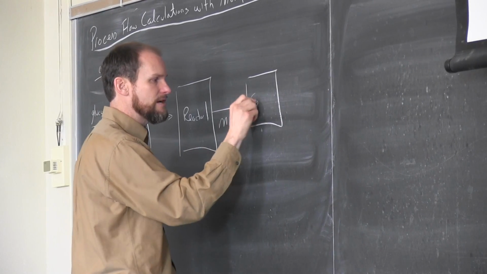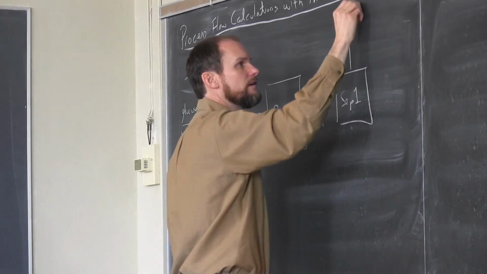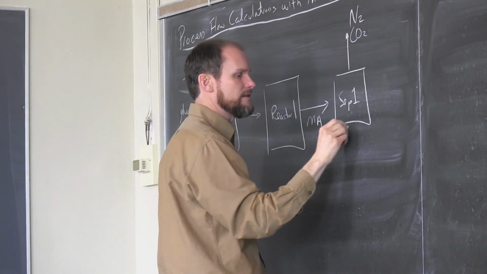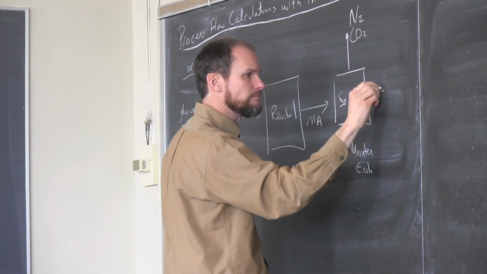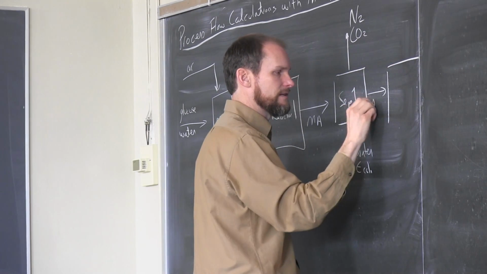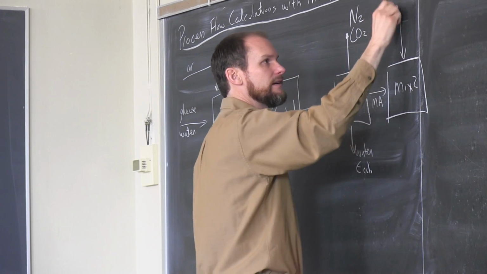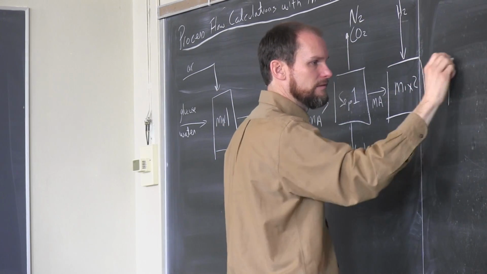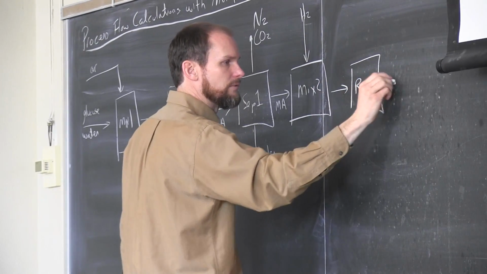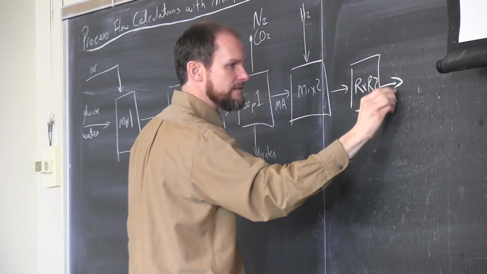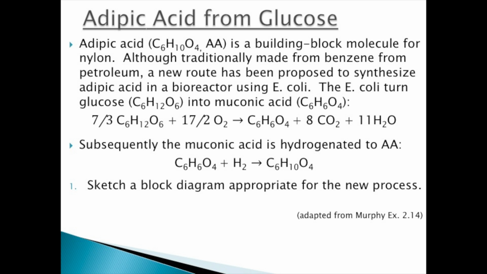And we said we need a separator. And we're going to take out nitrogen and CO2, and we're going to take out water, E. coli. That's going to give us gluconic acid. Go to a second mixer where we need to get hydrogen. Second reactor where we get adipic acid. Okay, and then this is the problem we want to play around with.